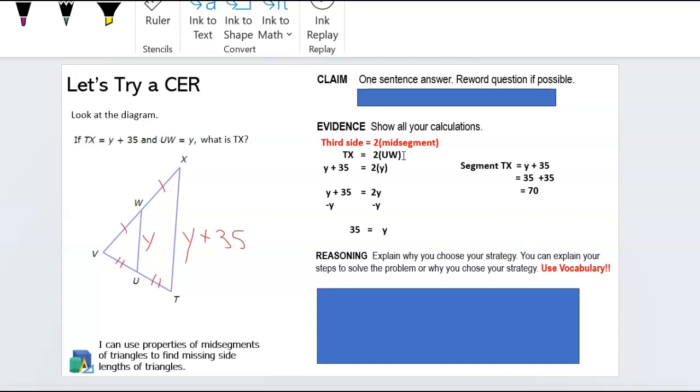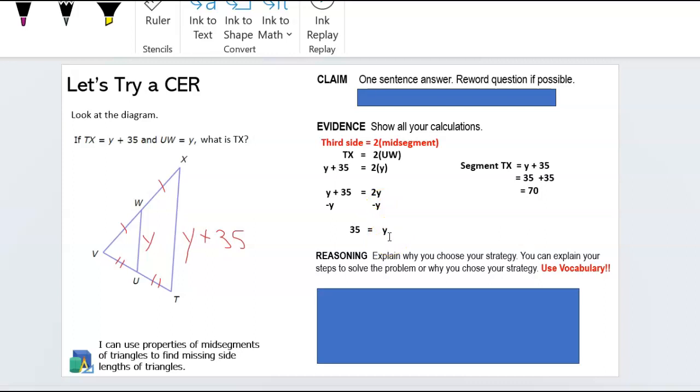And so now I want to substitute in what they've given me in the problem. They told me TX is y plus 35. I also have it labeled here, so I wrote that in. And UW is equal to y, so I wrote that in as well. And now I just have to solve the algebra. So the first thing I did here is just get rid of the parentheses. 2 times y is 2y. So again, just showing every single step. And then I'm going to subtract y from both sides. And that leaves me with my answer already.